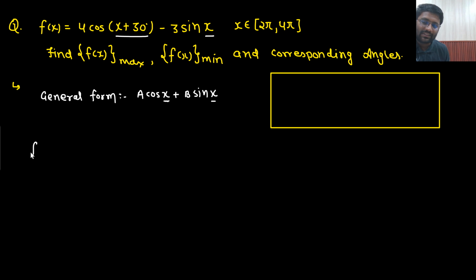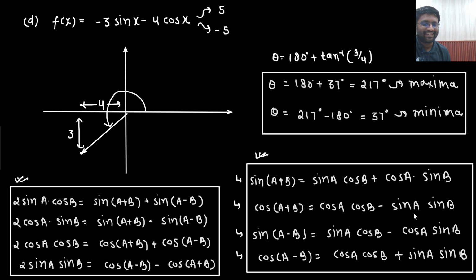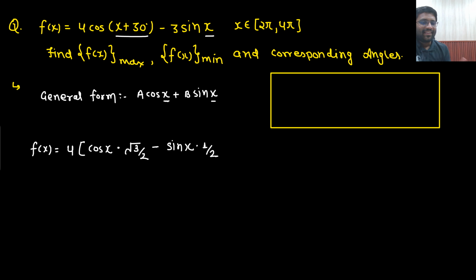What we are doing, f(x) is given 4 cos (x plus 30 degree). So what is the formula of cos (A plus B)? Cos A cos B minus sin A sin B. Understandable? Is it correct? Cos (A plus B) is cos A cos B minus sin A sin B. Let me check. Yes. So cos 30 is under root 3 by 2 and sin 30 is 1 by 2.